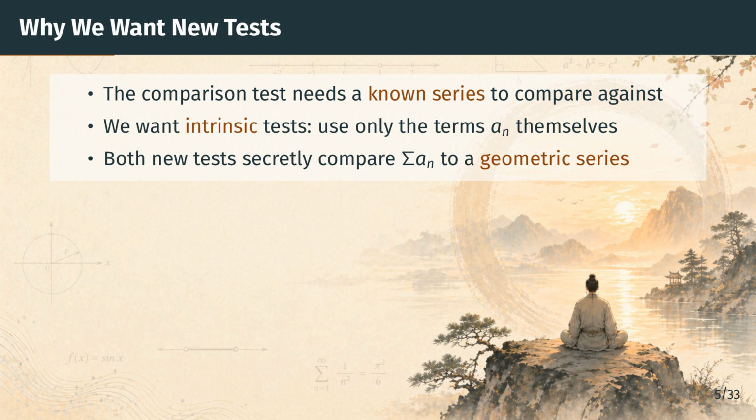Here is the key idea behind both tests. They each compare the series, behind the scenes, against a geometric series. The root test measures how the n-th root of the size of a_n behaves. The ratio test measures how consecutive terms compare in size. In both cases, if the relevant quantity stays safely below 1, the terms shrink at least as fast as a convergent geometric series.